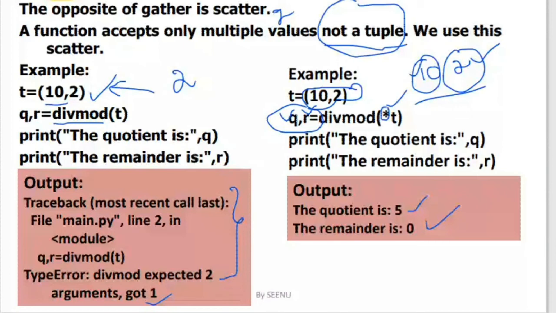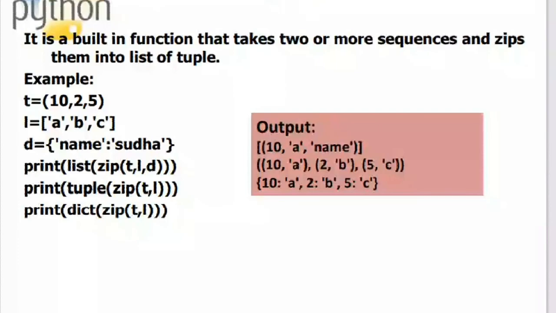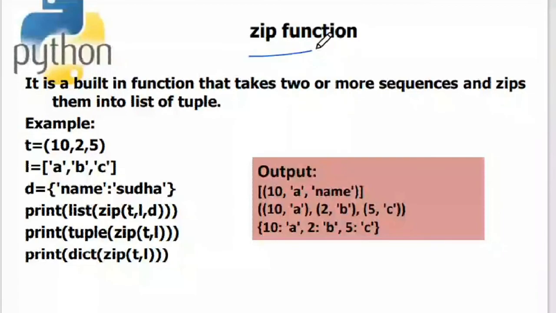And the next method that we're going to see in tuples is the zip function. So what is the functionality of the zip function? We'll see here with an example. It's a built-in function that takes two or more sequences. It can be tuples, lists, sets, or dictionaries. Whatever it is, it takes the sequences and zips them into a list of tuples. So it groups them into a list of tuples.